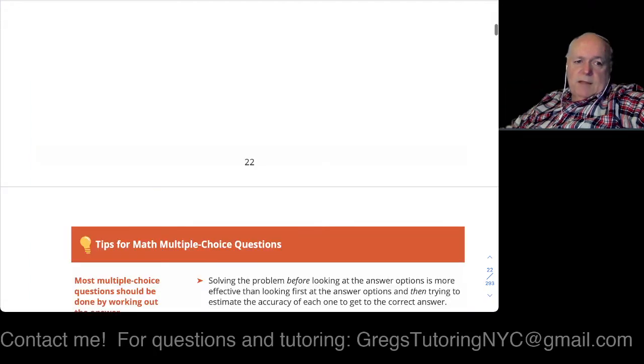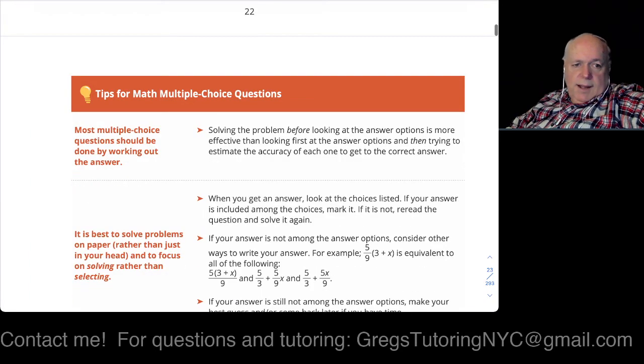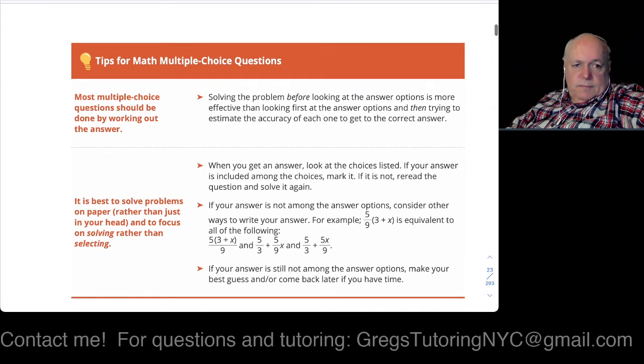Now this is about the math multiple choice. This says solve the problem before looking at the answers. So this is for multiple choice, and this is their strategy. That can work. I do that myself. I also use the answers to guide me along as well.